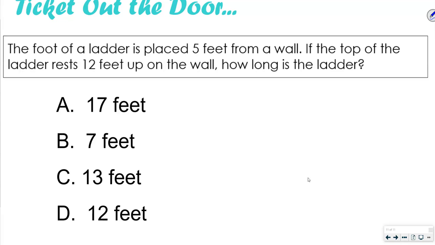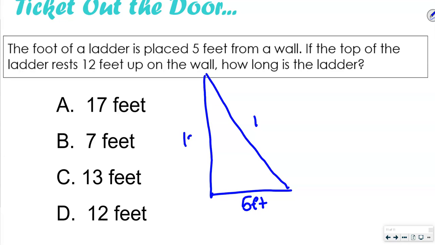It says the foot of a ladder is placed 5 feet from a wall. So we have 5 feet here. If the top of the ladder rests 12 feet up the wall, how long is the ladder? So here's our ladder again. This asks us to solve for x again. So go ahead and do this and come back to me when you're done.